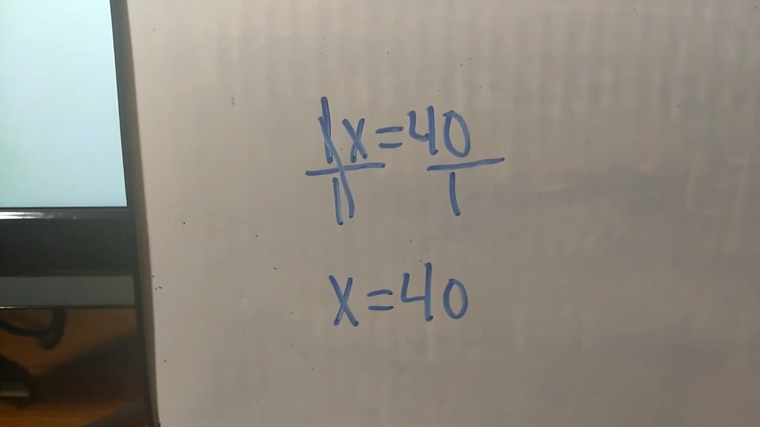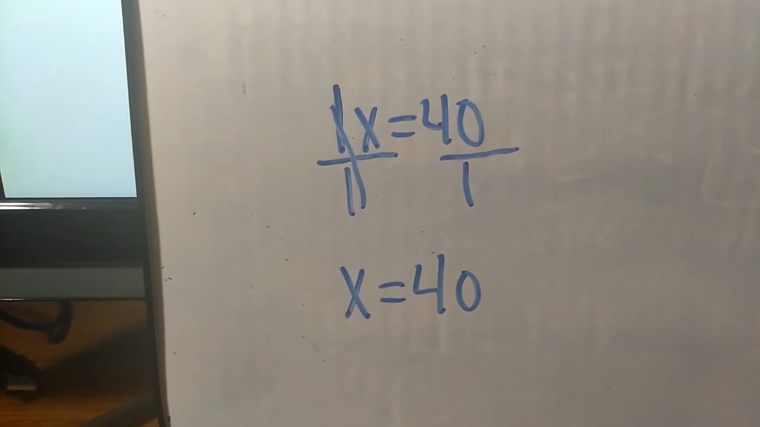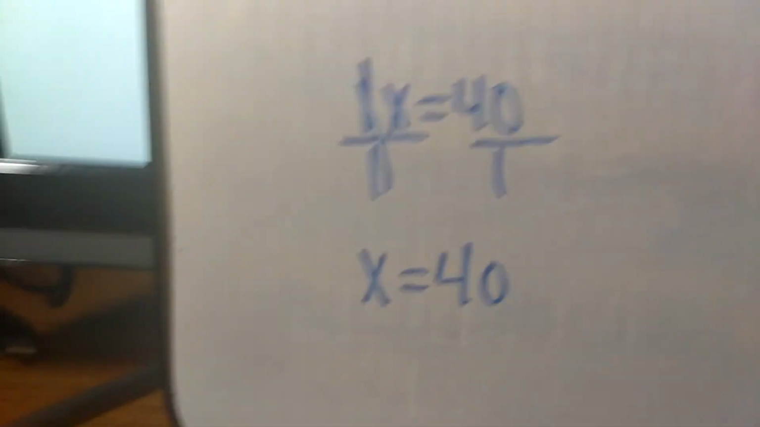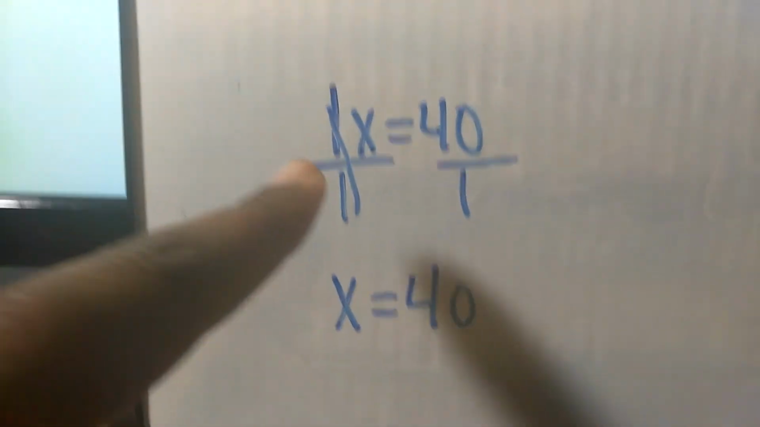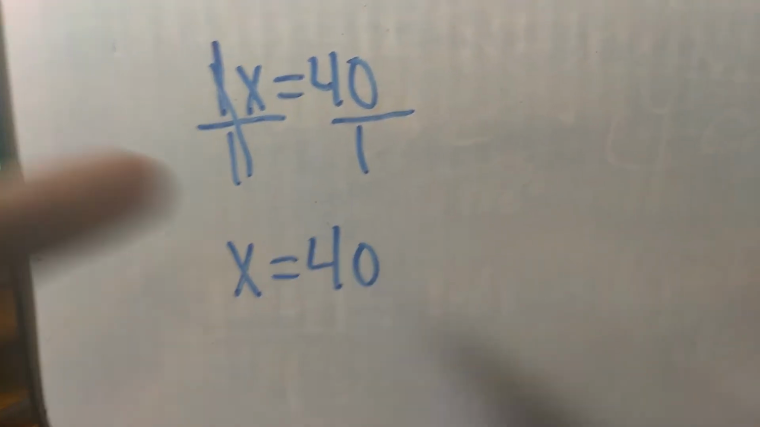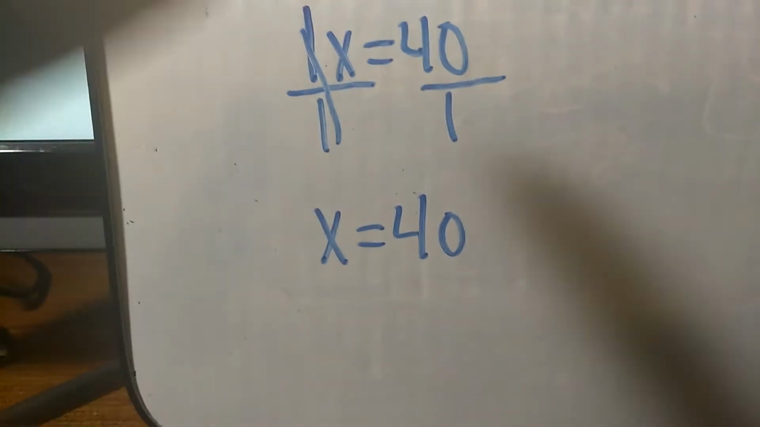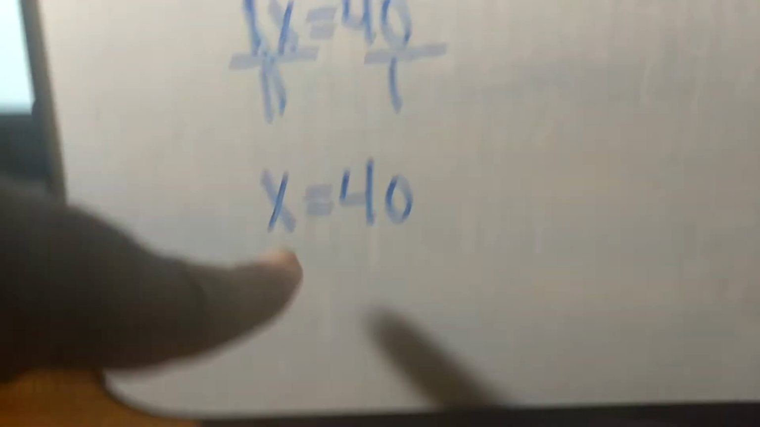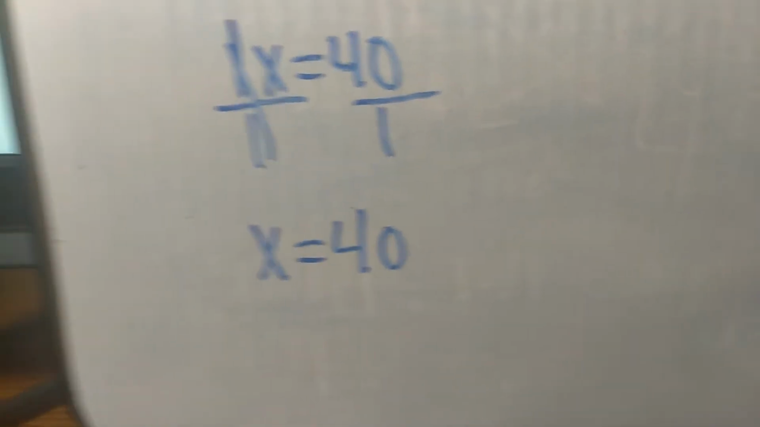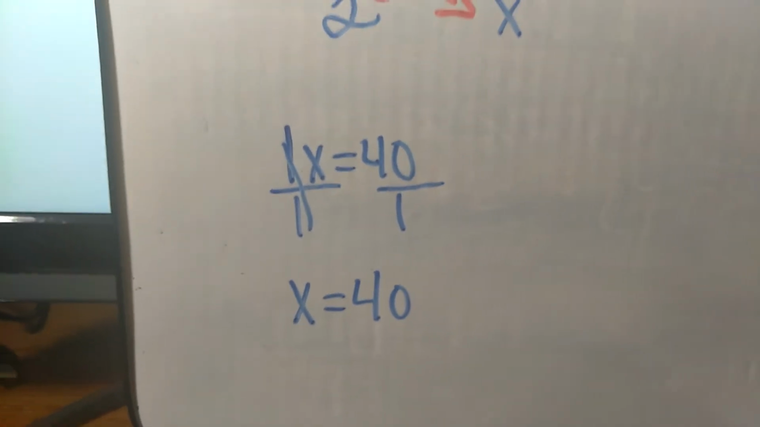And now we set it up in order for us to divide. So 1x is equal to 40. And just by looking at it, you know if it's 1x equal to 40, you know the answer is just going to be 40. So 1 divided by 1 is going to leave us with x, and then 40 divided by 1 will be just 40. So our answer for number 2 is 40.